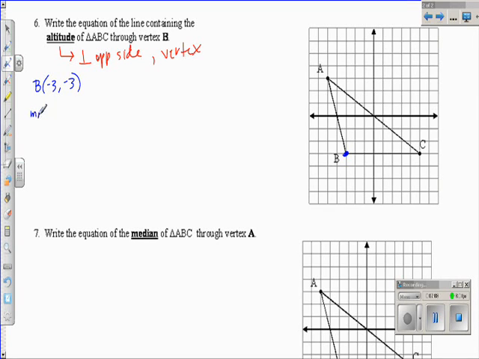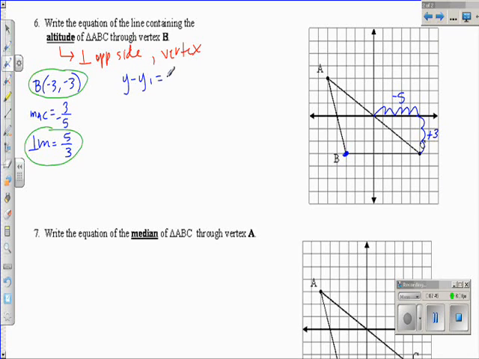We want to find the slope of side AC, which would be, if you counted rise over run, rise 1, 2, 3, run -1, -2, -3, -4, -5. So for rise over run, we would have 3 over -5. Now we need the perpendicular slope. So our perpendicular slope is going to be positive 5/3. From here, we're going to use our point and our perpendicular slope to put in point slope form, y minus y1 equals m times x minus x1. I'm going to call my ordered pair x1, y1. My perpendicular slope is my m.